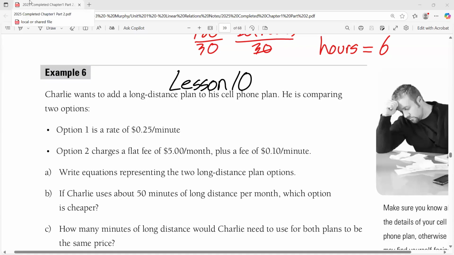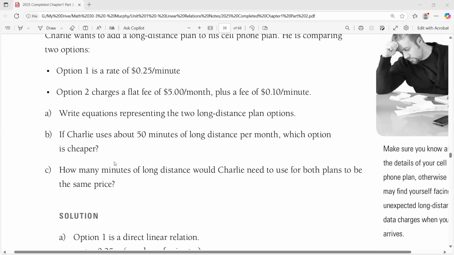Okay, this is linear relations, lesson 10, example 6. Charlie wants to add a long distance plan to his cell phone plan. He's comparing two options. Option one is a rate of 25 cents a minute. Option two charges a flat fee of $5 a month plus a fee of 10 cents a minute.